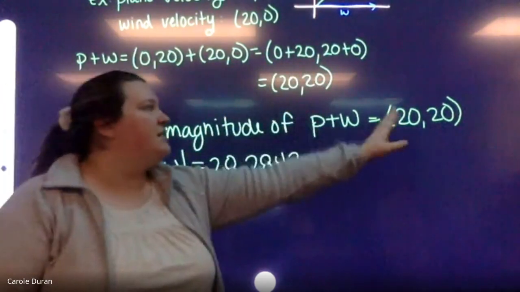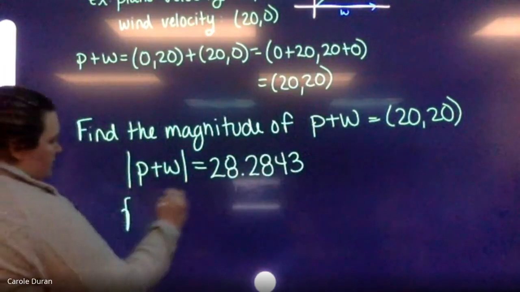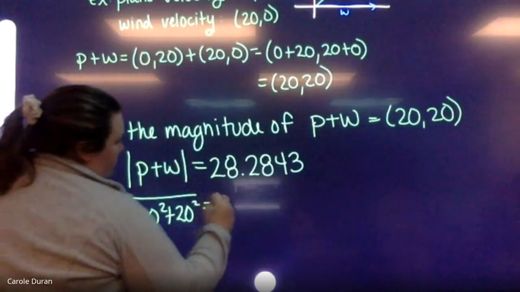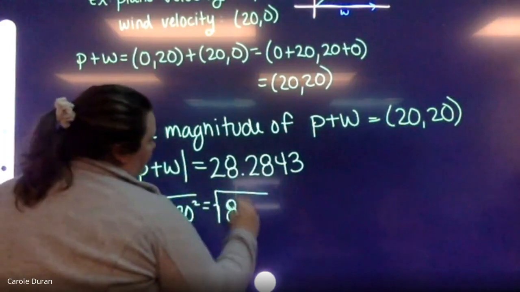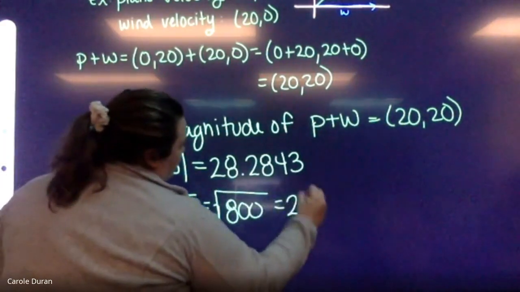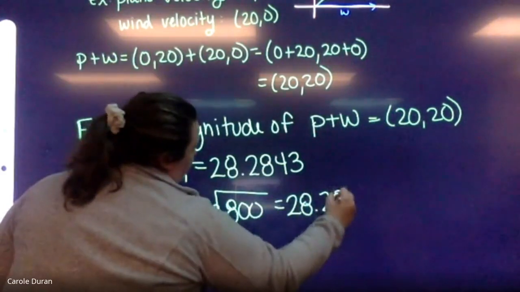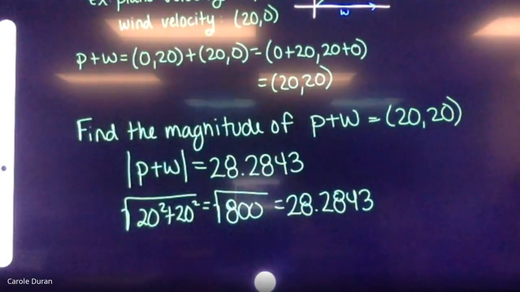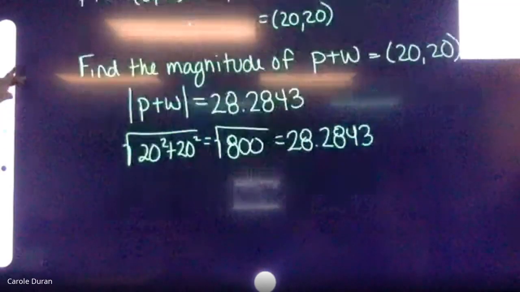To find its magnitude, I did the square root of 20 squared plus 20 squared, which came out to be the square root of 800, which came out to 28.2843. It's also 20 times square root of 2.